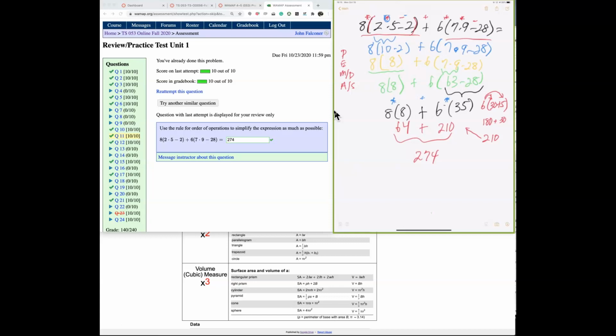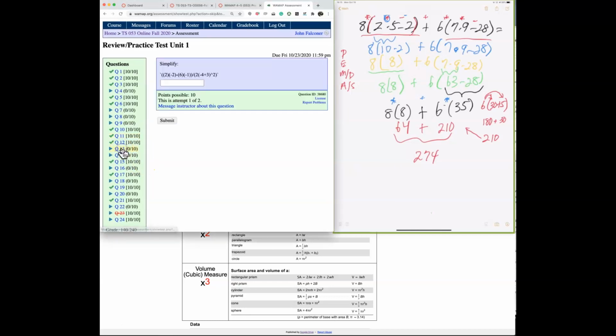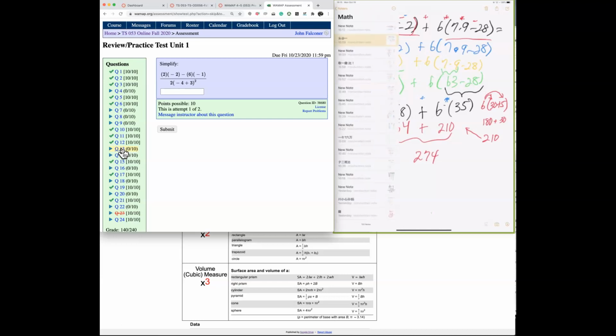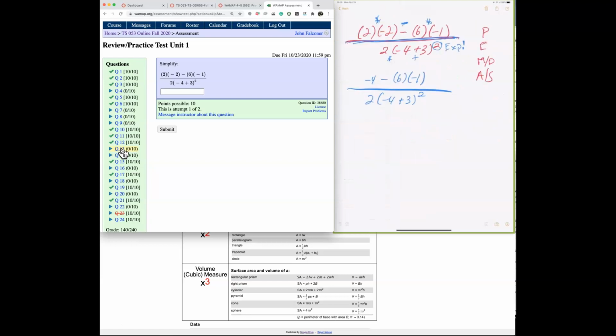So this was the one I missed, and then we went to Q13. Let me see if I can find that. Is that this one, the fraction one? Okay. Alrighty. So we're slowly evaluating the numerator, right? I need a different color now for sure.